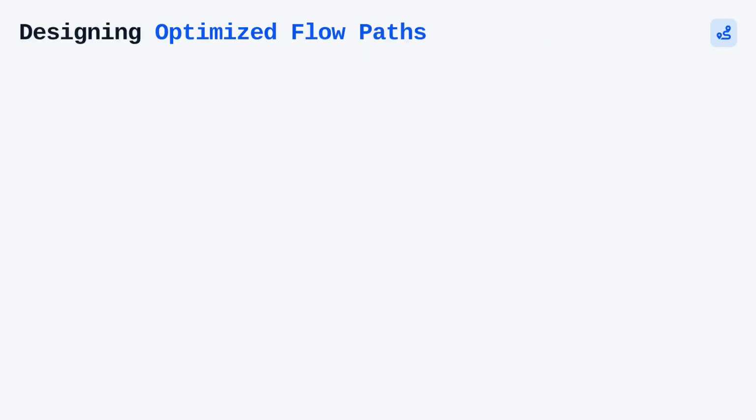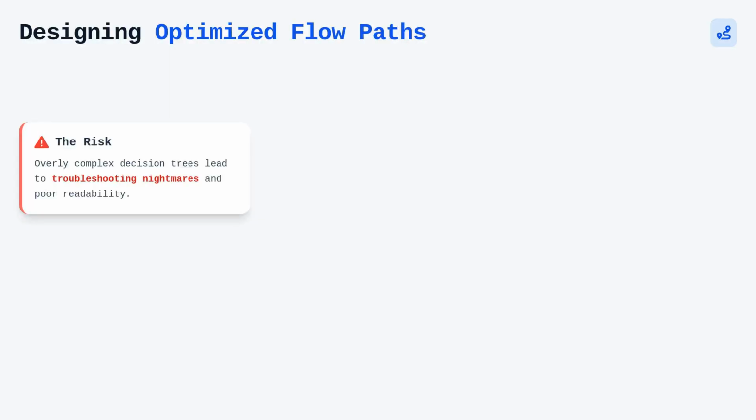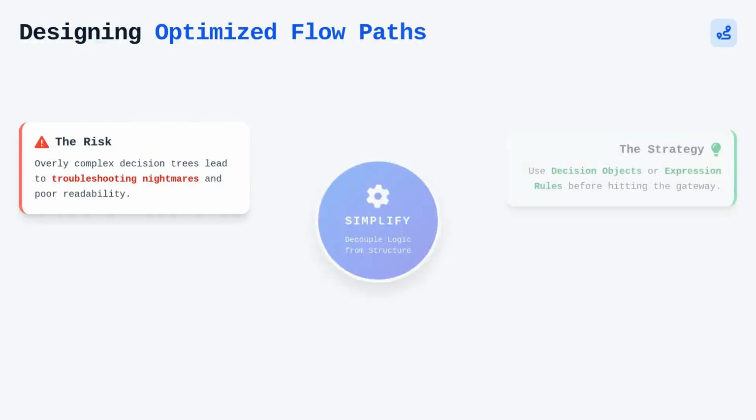As you design these flow paths, keep in mind that maintaining readability is just as important as functional correctness, as overly complex decision trees become difficult to troubleshoot later. When multiple gateways are chained together, consider if the logic could be simplified by using a decision object or a standalone expression rule before hitting the gateway. This approach effectively decouples your business requirements from the process structure, keeping your process model clean and easier to maintain.